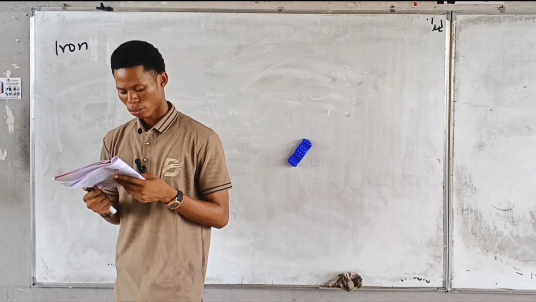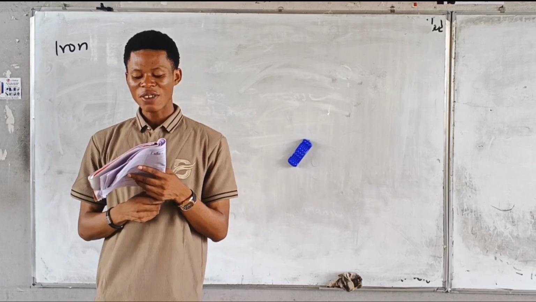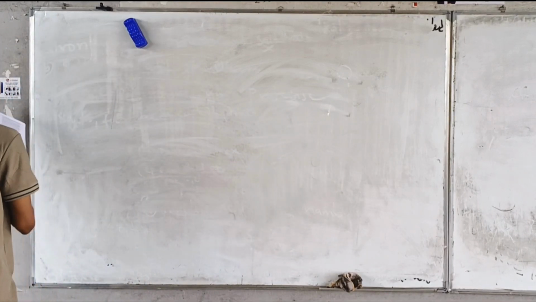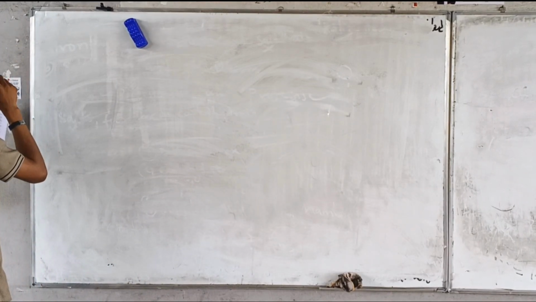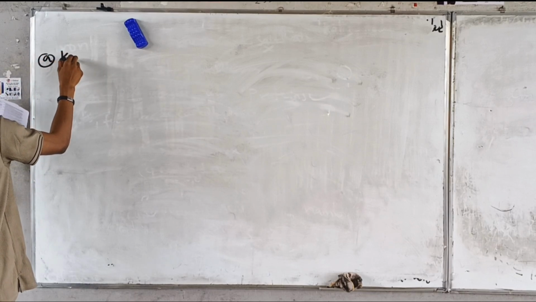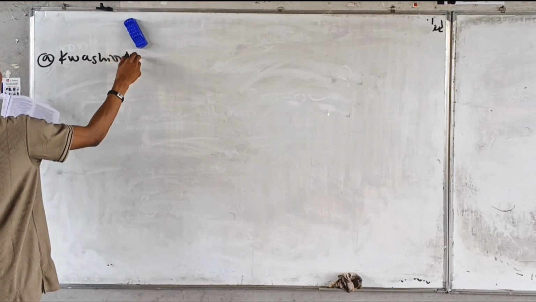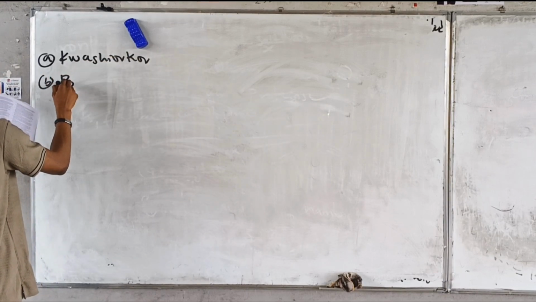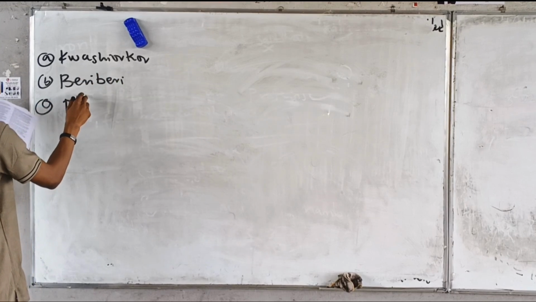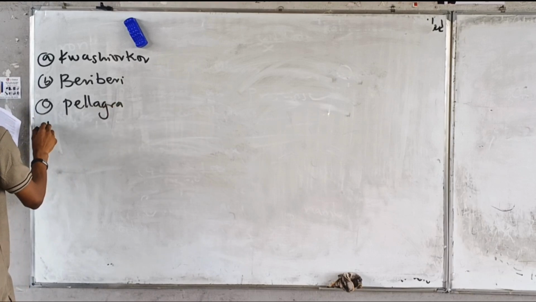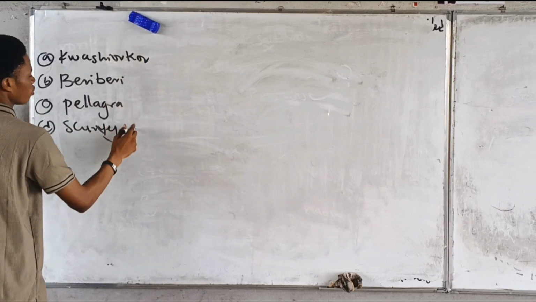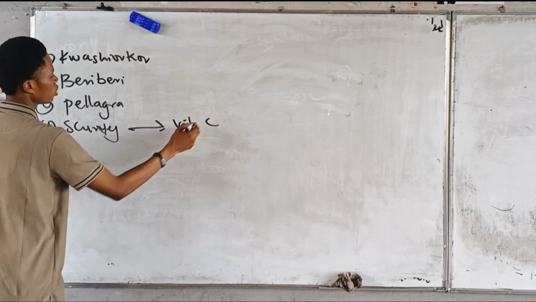Alright, so that's that. The next question: the severe deficiency of vitamin C leads to dash. I'll be writing the options. A, kwashiorkor. B, beriberi. C, pellagra. D, scurvy. So what's the answer to this question? Scurvy, right? Vitamin C deficiency will lead to scurvy.